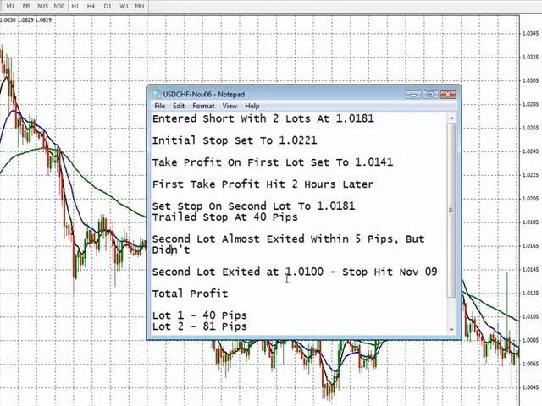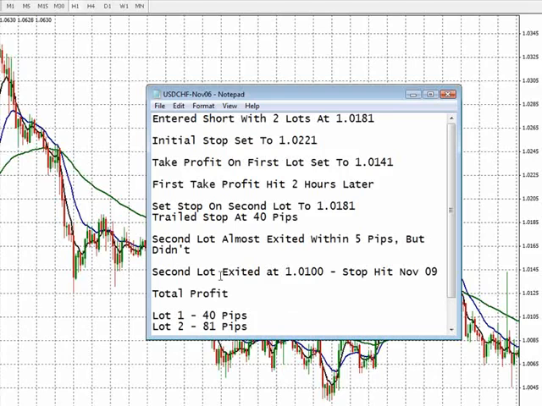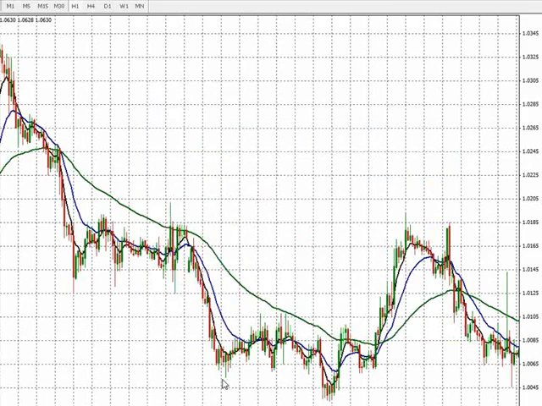It ended up exiting at 1.0100 on November 9th. So total profit on this trade, we ended with 40 pips on lot 1, and we ended up with 81 pips on lot 2. So in total, we made 121 pips in a trade that lasted just over 3 days. So again, a nice, excellent, profitable trade, and a good example of how to use this system for short trades.